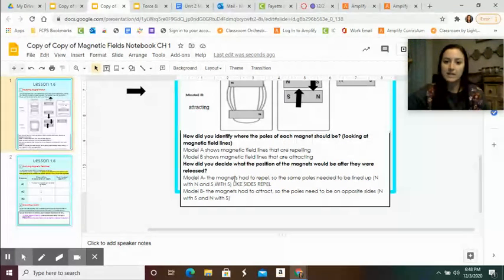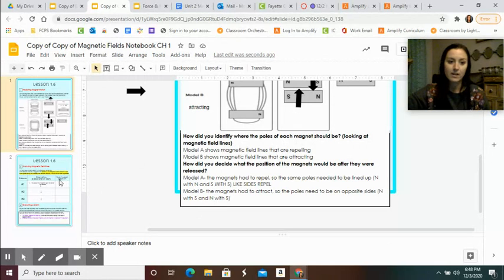If the magnets are repelling in Model A, we know that the poles needed to be lined up with like poles. So north and north together, and south with south together, because like sides repel. And then for Model B, the magnets had to attract, so that means that our poles needed to be on opposite sides. So north with south, and north with south.